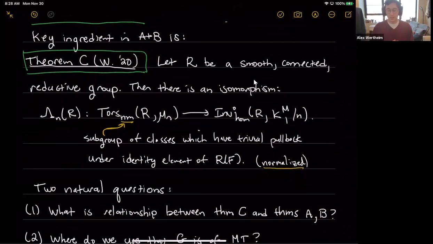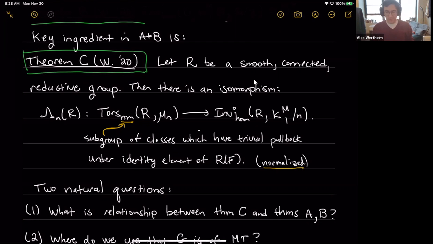So a fundamental ingredient in theorems A and B is the following theorem, which might appear sort of unrelated at first glance. So first I'll state it. Let R be a smooth connected reductive group. Then we have an isomorphism, lambda n R, from normalized mu n-torsors over R to type 0 mod n invariants of R. And by normalized mu n-torsors over R, I mean the subgroup of torsor classes such that the pullback along the identity point of R_F is trivial.